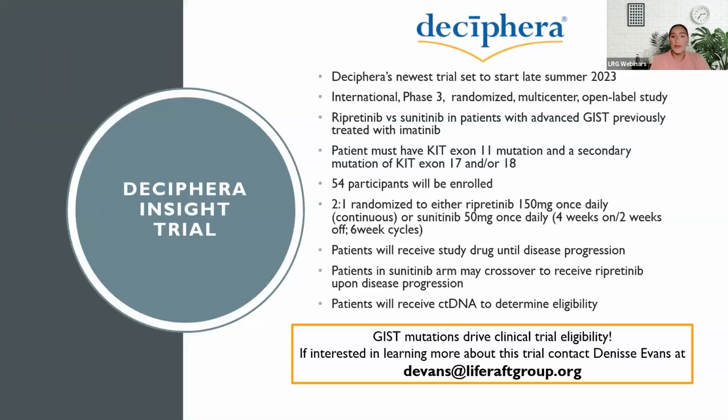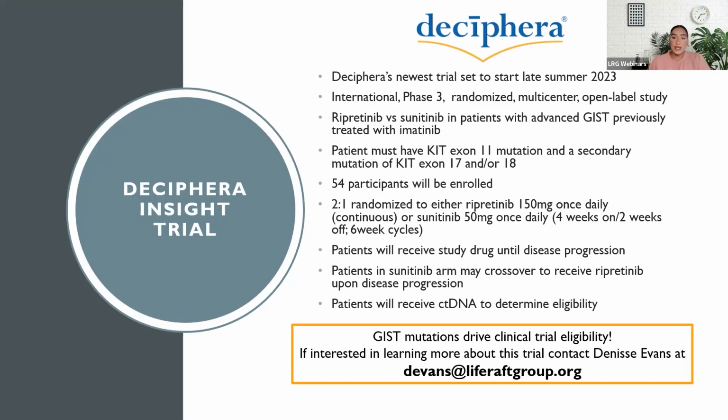So I want to share one of the most exciting updates in the clinical trial world for GIST patients. Deciphera, who we know is the company that created Qinlock, has unveiled their new trial set to start late summer of 2023. This trial is a global trial, which is very exciting. This trial is a phase 3 open label randomized trial studying ripretinib in a second-line setting.